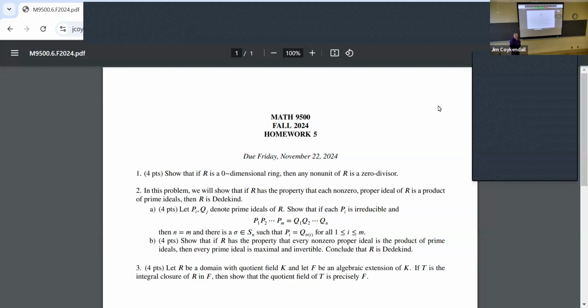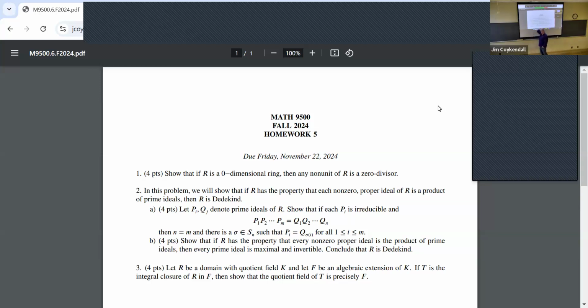Number 2, in this problem, we're going to finish off this connection for what I call the fourth property of Dedekind domains. That is, every non-zero proper ideal is a product of prime ideals. We showed that if you're Dedekind, then it follows that every non-zero proper ideal is a product of primes. We actually showed that in class. The idea of this is to do it in reverse. That is, show that if you have a domain that has a property that every non-zero proper ideal is a product of primes, then in fact it's Dedekind.